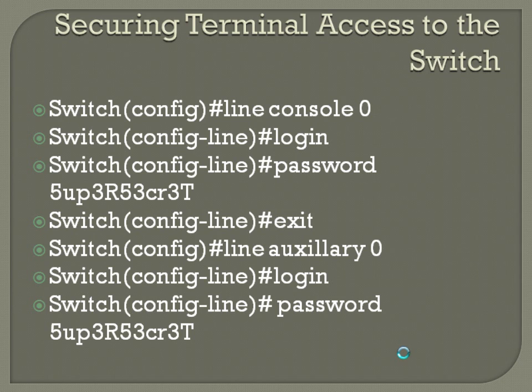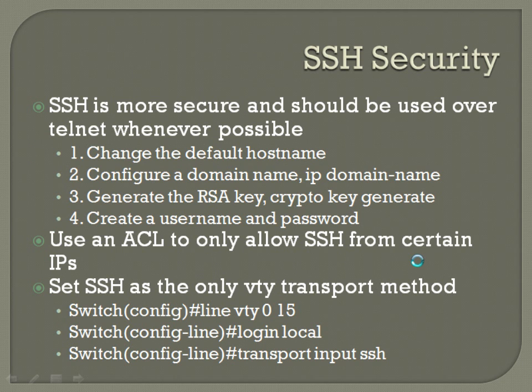So configuration: from global configuration mode, line console 0 jumps you into line configuration mode, and you can either do a login local, where it's going to use whatever the local credentials are on the router, or you can set a specific password for the console port. In this case, we set a specific password. So login is one line, and then a separate line of password, and then whatever you want your password to be. Then exit out of there. Line auxiliary 0 jumps you into line configuration for that, and same thing: login, and then password and whatever you want your password to be.